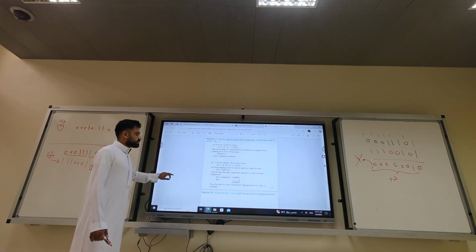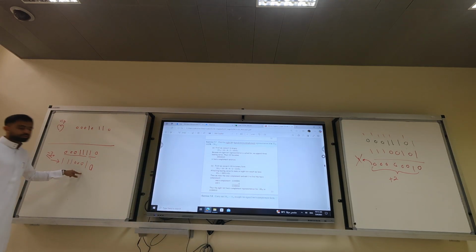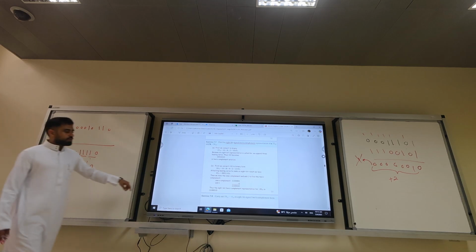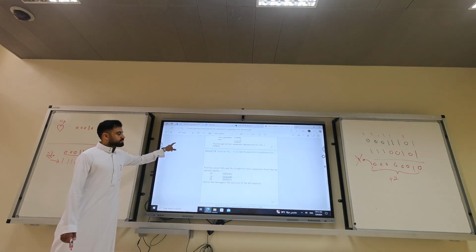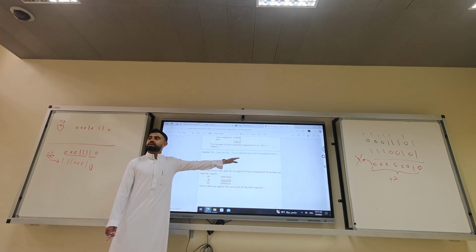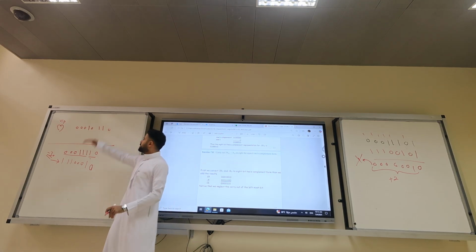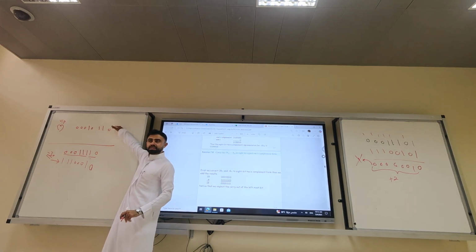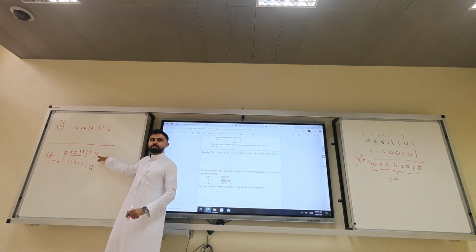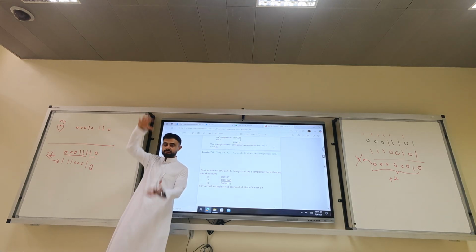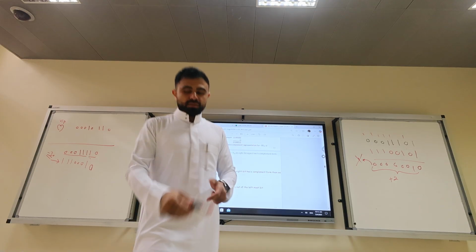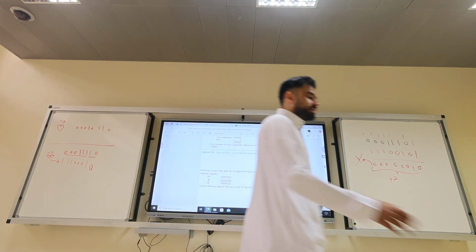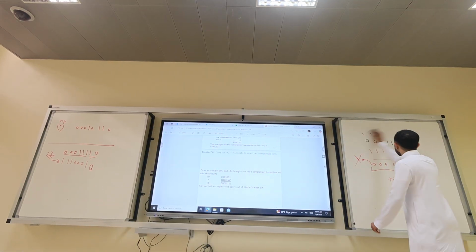Is it correct? Yes, it is correct. Exercise. How do we do 19 minus 4? The same story. The positive number, you keep it as it is. The minus number, you take its 2's complement and you do addition. Remember, we don't like borrowing (عملية الاستلاف) in binary numbers.